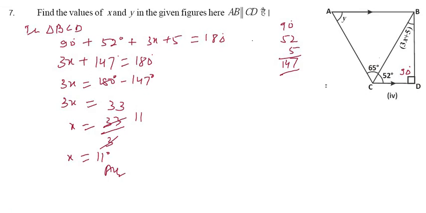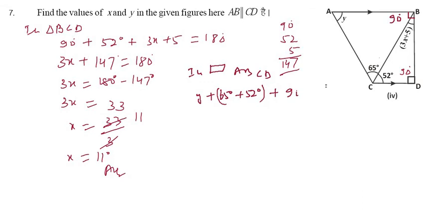Now in quadrilateral ABCD, all the angle sum is 360. This angle is 90 degree. So you can write here y plus 65 plus 52, it is one angle, plus 90 degree, and here is once again 90 degree. It will be equal to 360 degree.